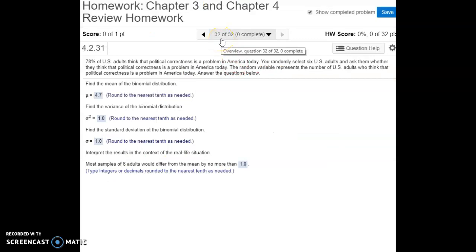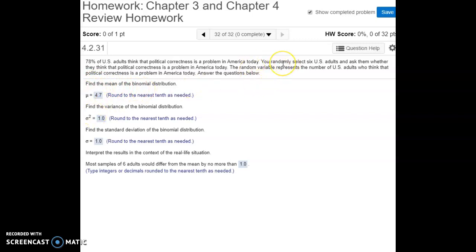Number 32, we have a binomial experiment here. 78% of US adults think that political correctness is a problem in America today. So you either do think that or you don't. So there's 2 outcomes. It's a binomial situation. The probability of success is 0.78, 78%. And we're going to start off here by finding the mean of this binomial distribution.